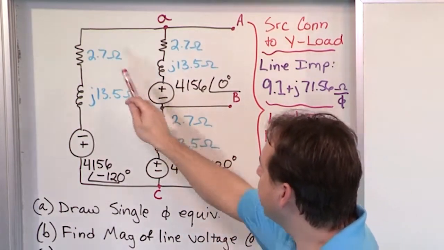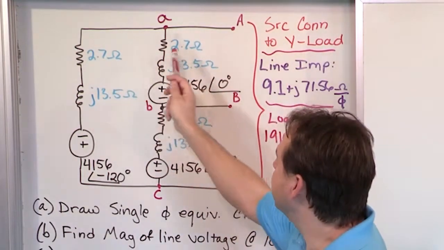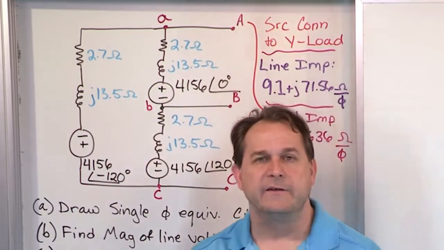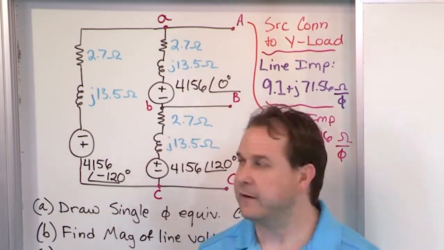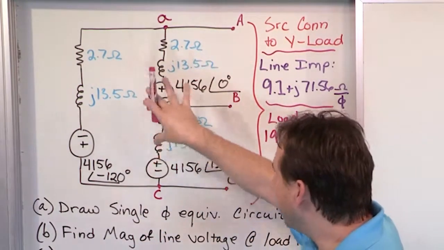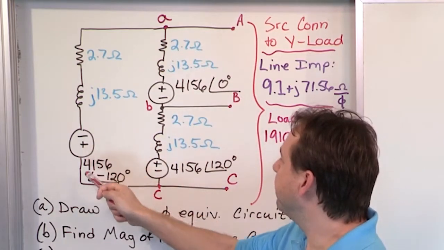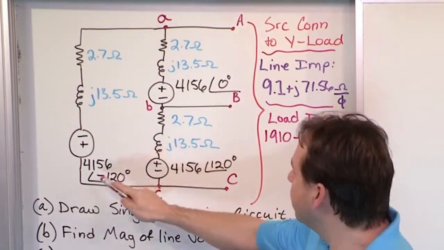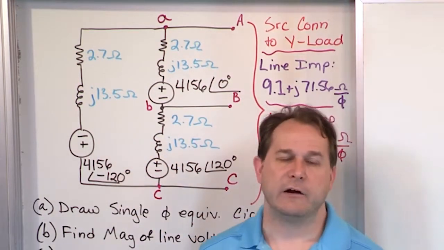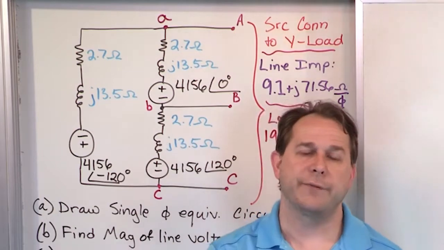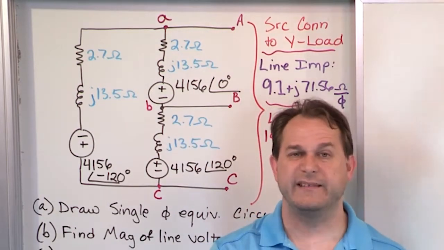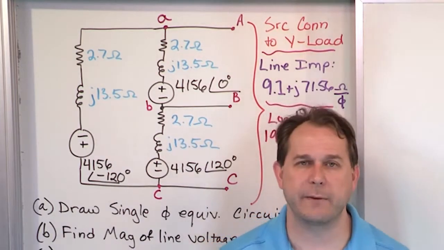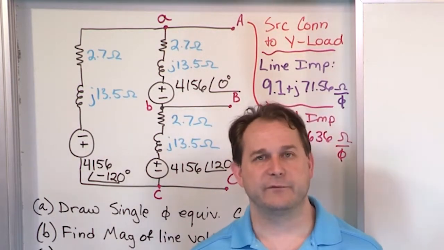You notice that all three of these impedances are the same, so you have 2.7 ohms for the real part, and the inductive part is 13.5 ohms. Because they're all the same, you know it's a balanced source. Then you look at the sources themselves. 4156 is the magnitude in all three cases, and then you have 0 degrees and plus or minus 120 degrees. Because all three phases of the source impedances are the same, and the source voltages have the same magnitude but their phases differ by 120, you have a balanced three-phase source.